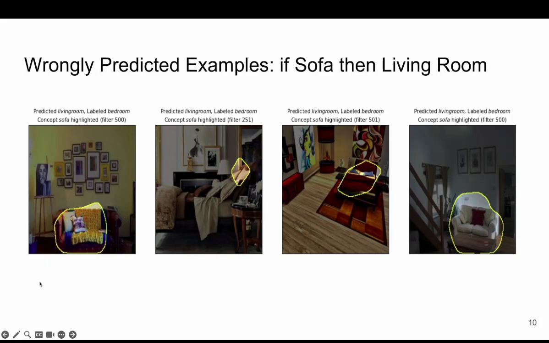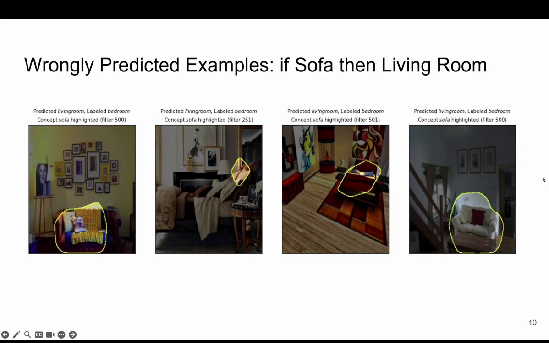Let's look at the leftmost image. This image is a wrongly predicted example for if sofa, then living room. So this means that there was a sofa there that the model paid attention to. The model predicted that it's a living room, but it was labeled as something else in the target dataset. Specifically, the leftmost image was labeled as a bedroom in the target dataset, even though it was predicted as a living room by the model. When we look at this image, we notice that there is in fact a sofa there, and it looks more like a living room than a bedroom. So this could be an example of a mislabeled data point in our target dataset, rather than a model quality issue.